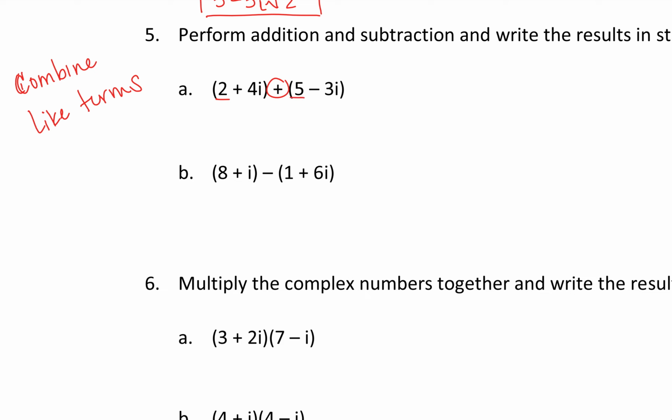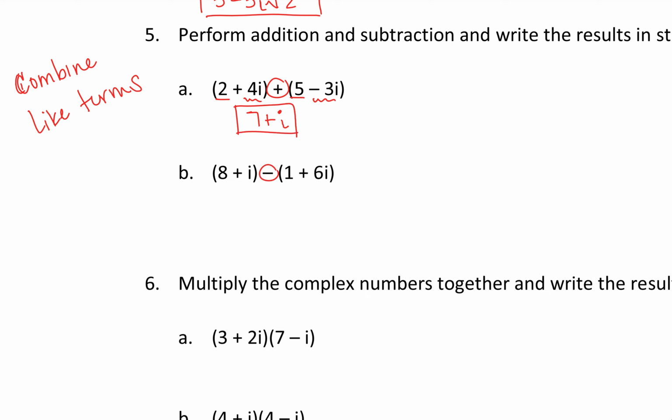So I have a 2 and a 5. I'm going to add them together to get a 7. Then I have a 4i and a negative 3i. Well, 4 minus 3 is just a 1, but I don't need to write my 1. Oh, sorry, plus i. 7 plus i. 4 minus 3i is a positive i.